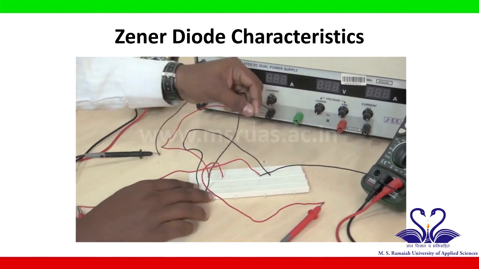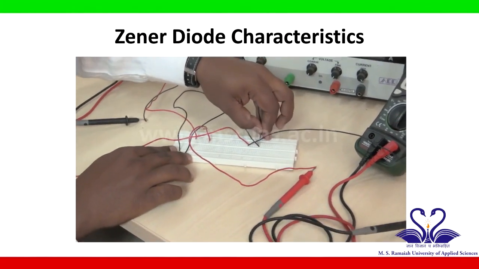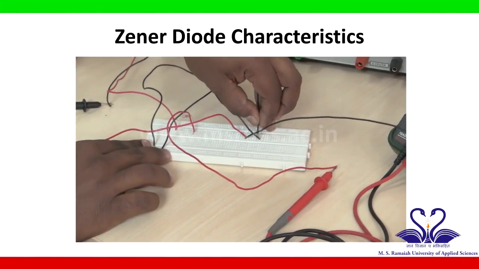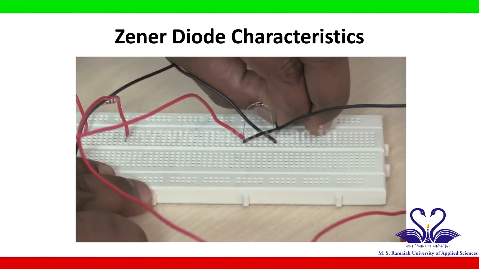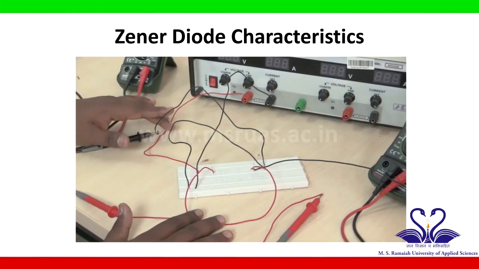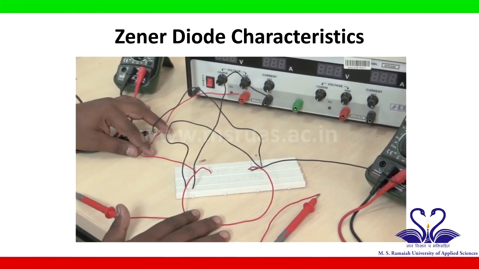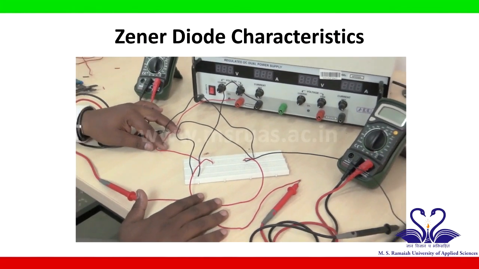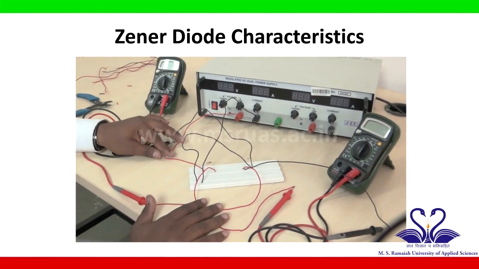So this is the negative terminal, this is the N end of the diode. I am connecting in the breadboard. This completes the forward bias Zener diode circuit connections. Now we will take some more readings.